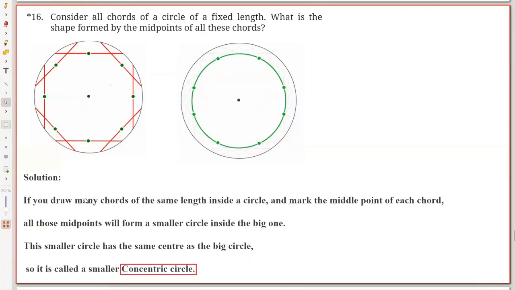Here, if you draw many chords of the same length inside the circle and mark the middle point of each chord, all the midpoints will form a smaller circle inside the big one. The smaller circle has the same center as the big circle. So this is called a concentric circle. So you'll be getting a concentric circle.